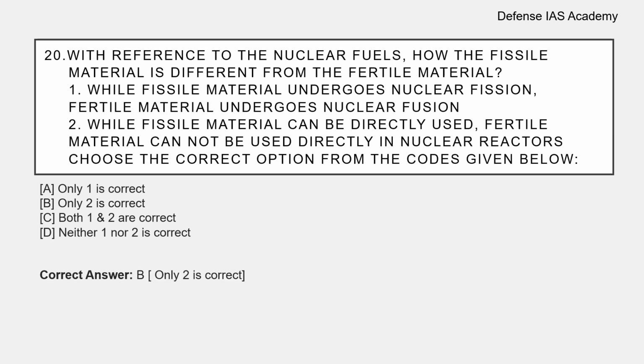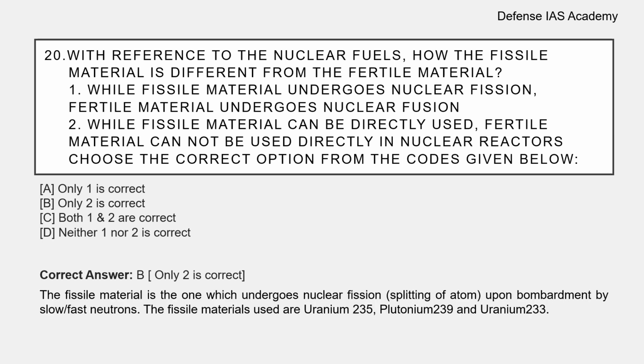The correct answer is option B, only 2 is correct. The fissile material is the one which undergoes nuclear fission upon bombardment by slow or fast neutrons. The fissile materials used are uranium-235, plutonium-239 and uranium-233.